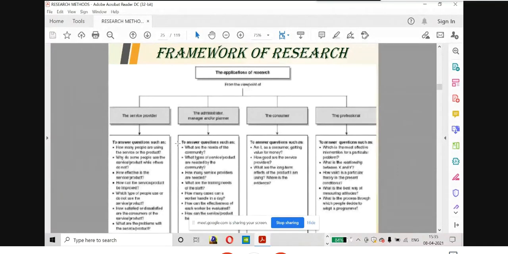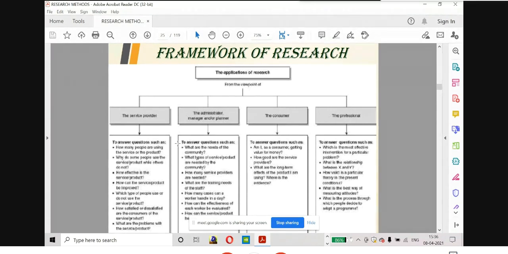So the same thing you can adapt to your field of specialization, right? Why do some people use this service, and why do some others not use it? Like for example, you take the elections. Now in elections, what is happening? Some people prefer a particular party. Some other people will prefer another party. That means those who are now preferring a second party, obviously they are not liking the first party due to certain reasons. So why are they not accepting the first party?